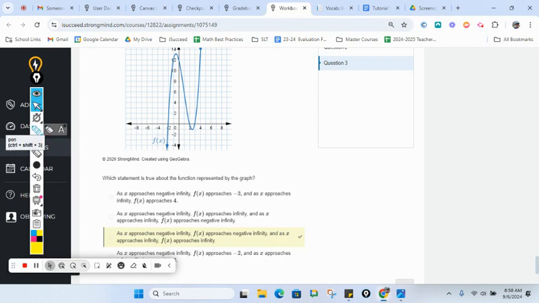Pen. I don't know why it keeps switching to such a large pen. Whatever.